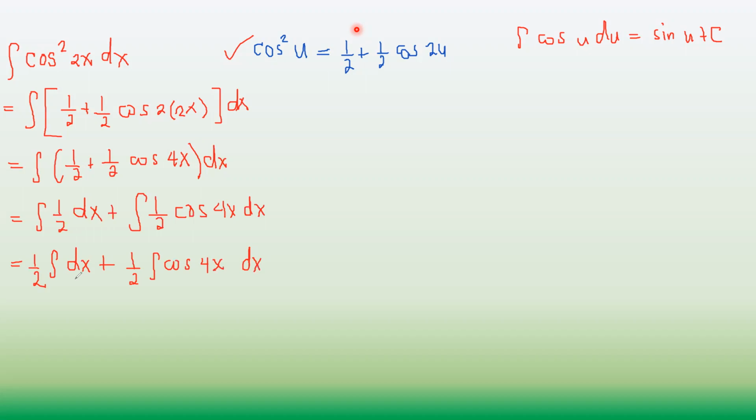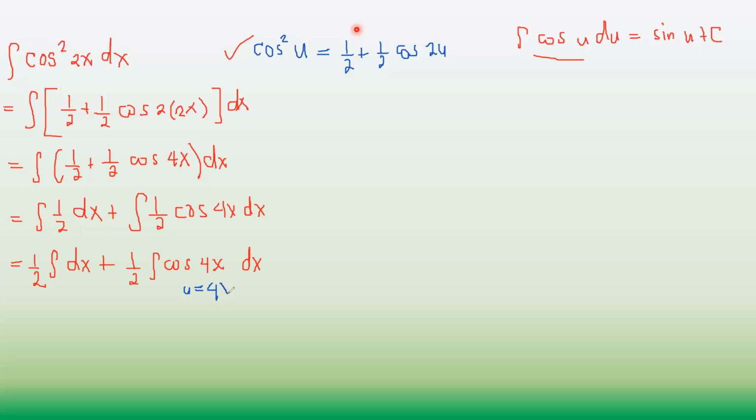Ito una, integrable ito, dx ha, equal yan sa x. Yung pangalawa ay cosine u. So integrable si cosine u. Ito kasi yun, cosine u. May integrate mo yan. Kaya ang u mo ngayon dito ay equal sa 4x.